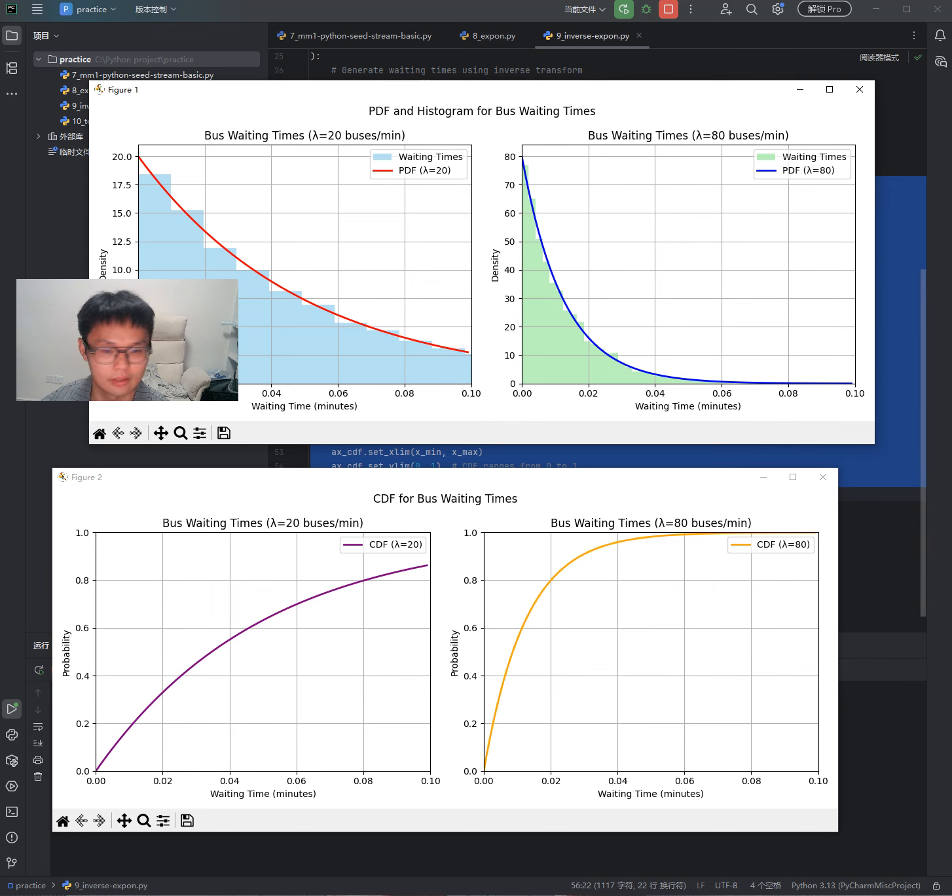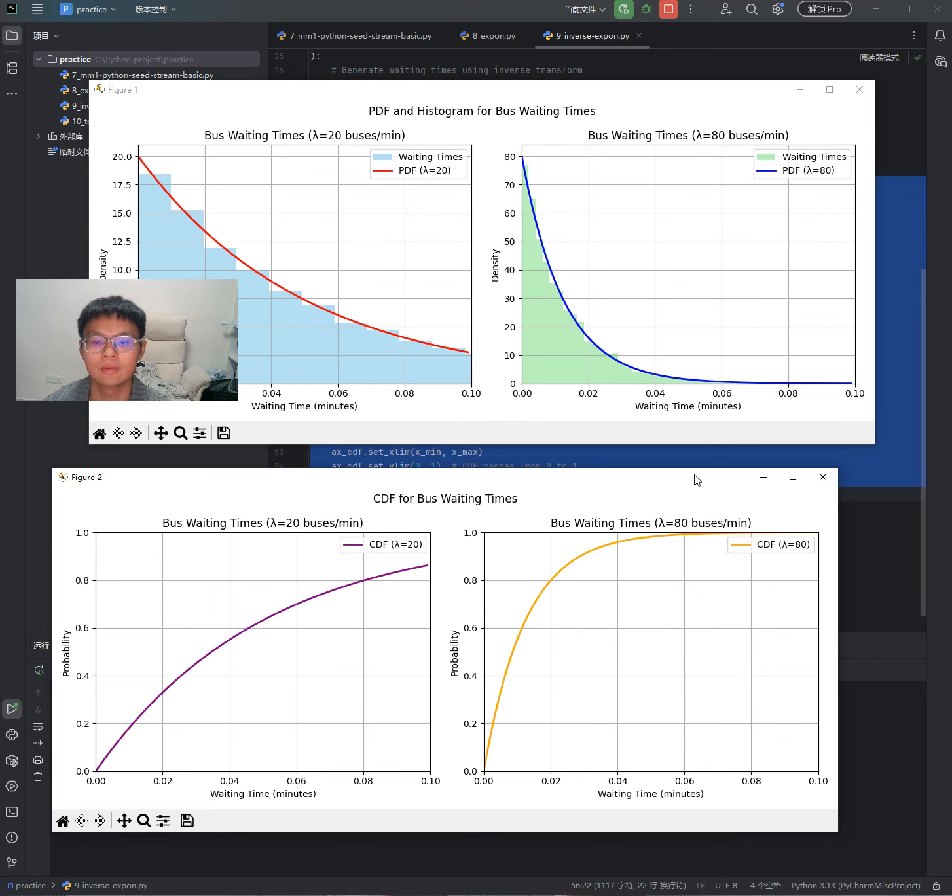And then it's the CDF. We compare the cumulative probabilities. The purple line, which is lambda equal to 20, shows a slower rise. It takes longer to reach 90% probability. The orange line, lambda equal to 80, reaches high probability quickly. Most people wait a very short time.